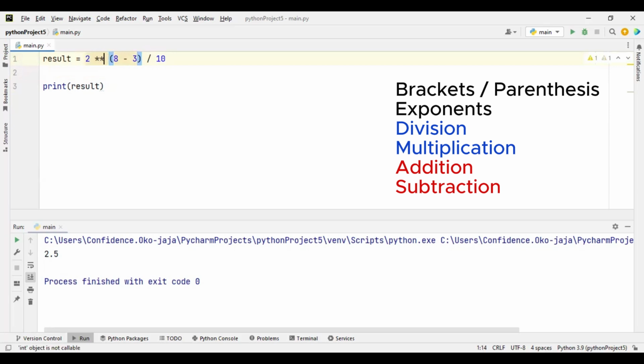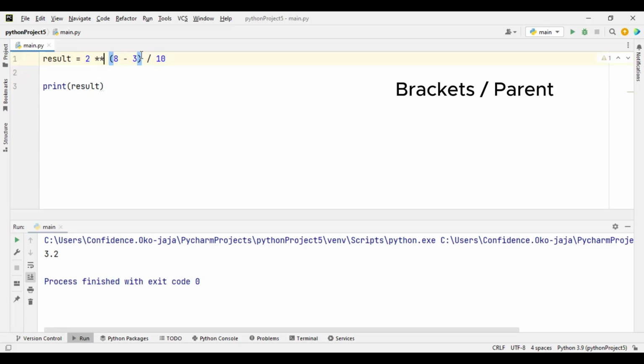So let us replace this addition with an exponent, and then let's run this to see. In this case, 8 minus 3 gives us 5. And now the exponent is higher in hierarchy than the division. So we'll do 2 to the power of 5, which is 32. So 32 divided by 10 gives us 3.2. So the order is the bracket, before the exponent, before the division or the multiplication, and before the addition or the subtraction.